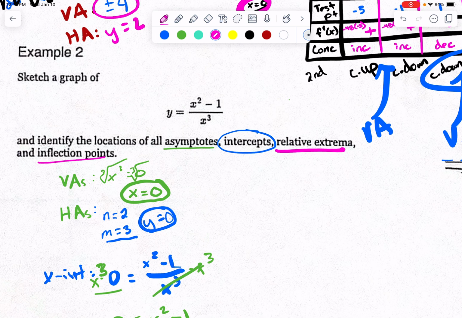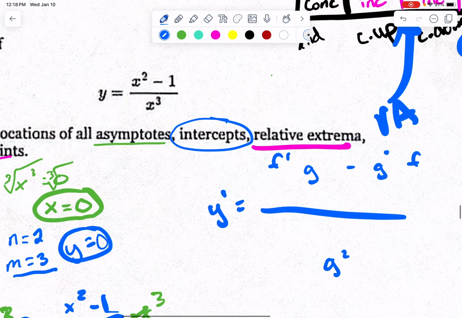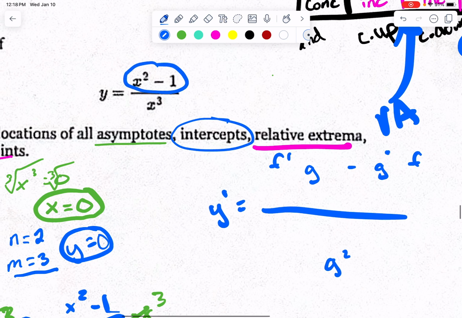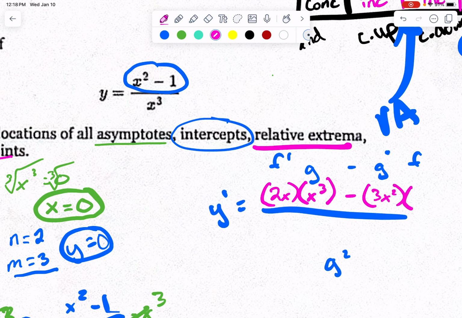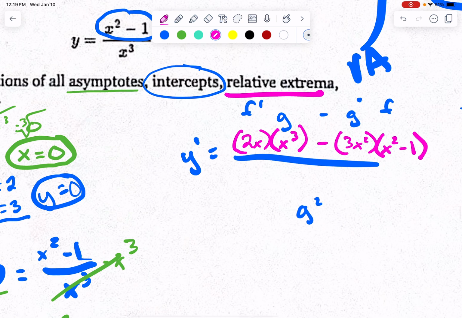Okay, so let's do the first derivative here. And so we have to do the quotient rule. y prime equals, quotient rule, f prime g minus g prime f all over g squared. Okay, so f prime is the derivative of the top, that would be just 2x. So I'm going to put 2x here, and g is going to be x cubed. Minus g prime is the derivative of the bottom, which is 3x squared, times x squared minus 1. On the bottom, g squared, we've got x cubed and then squared.